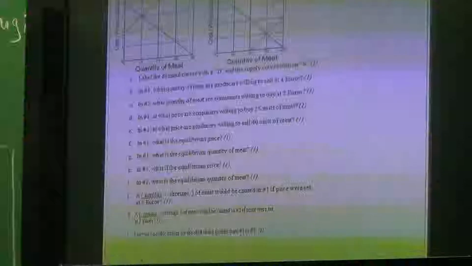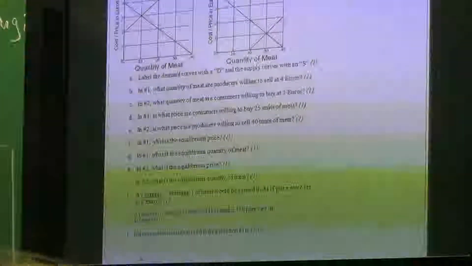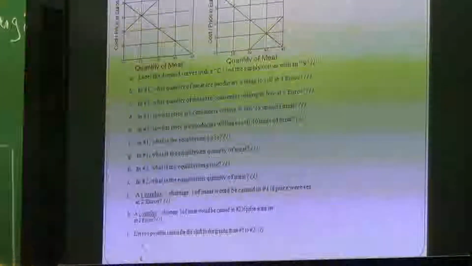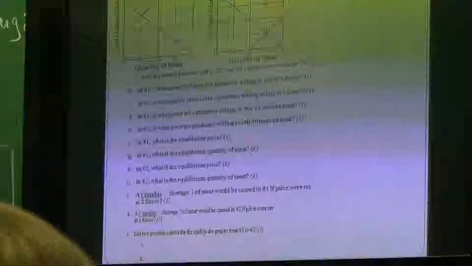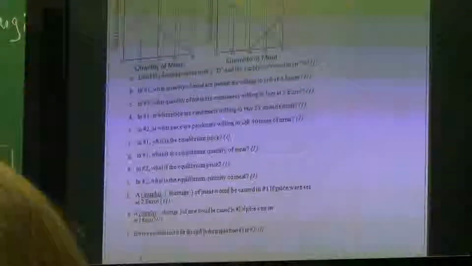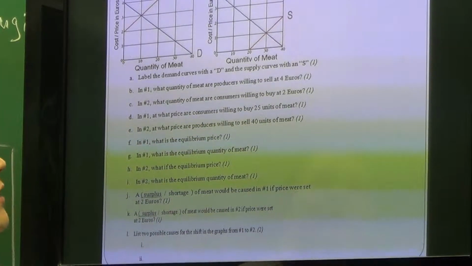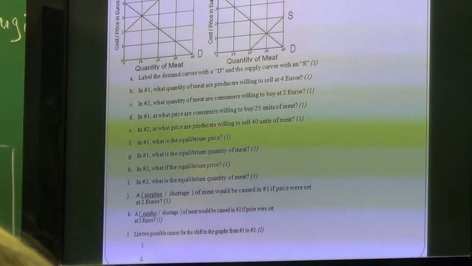So let's go through these. Okay. Number one, label the demand curves with a D and the supply curve with an S. So at this point, you all should know which is which. If you don't, pay attention. So supply curve is which one? The red or the blue? Red. Yeah. And demand, blue. Okay. So we have the supply and demand curves labeled.